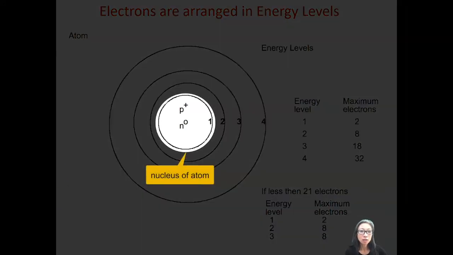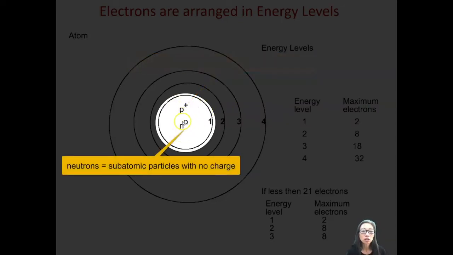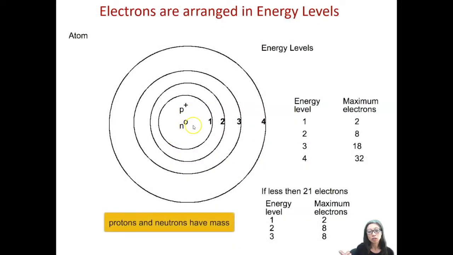And this nucleus, this center circle, has the symbols P+, which stands for the protons. Those are the positively charged particles. That's why the plus sign. And neutrons. Those are the no charge. So that's a 0 with the N. Protons and neutrons have mass. It's a very, very small mass, but it's all the mass of the atom, essentially.